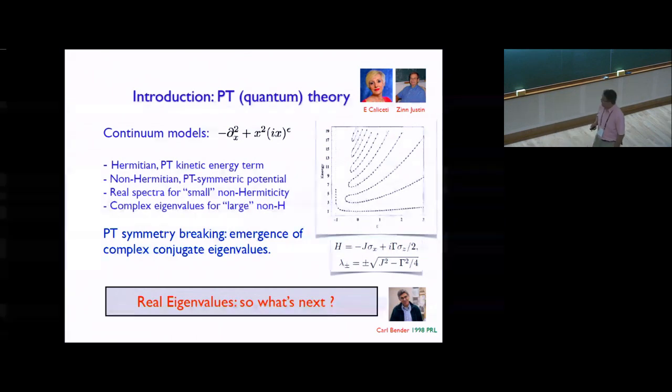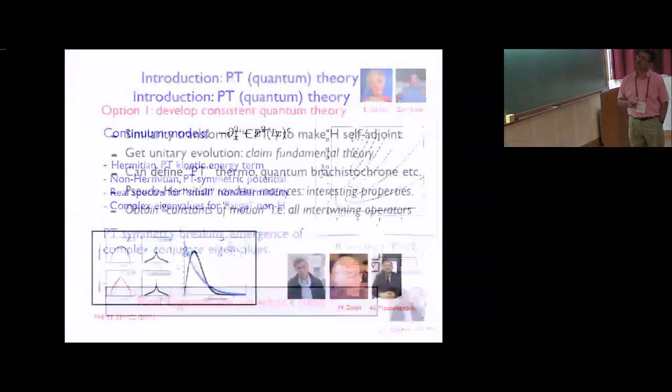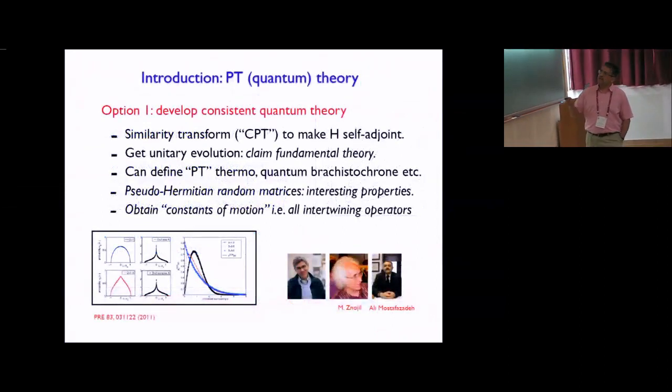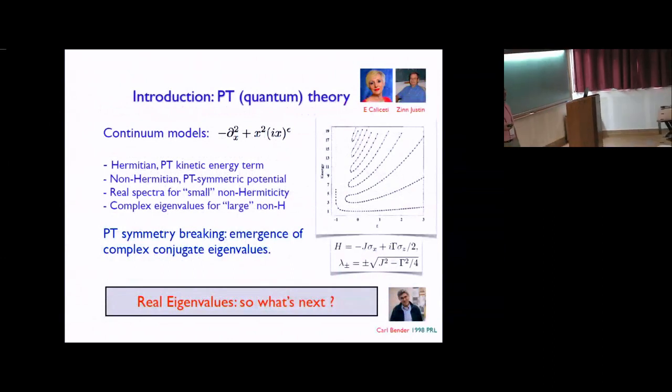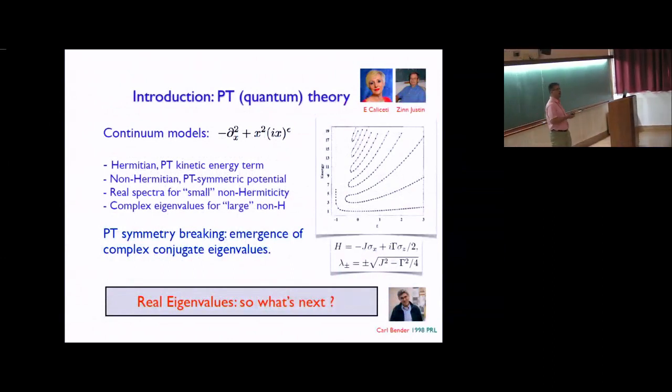All right, so if you have real eigenvalues, what's next? Traditionally, since the first paper, the main effort was to develop a self-consistent quantum theory. And the cost you pay for these real eigenvalues is that the eigenfunctions are not orthogonal, and therefore the time evolution is not unitary under the standard Dirac norm.